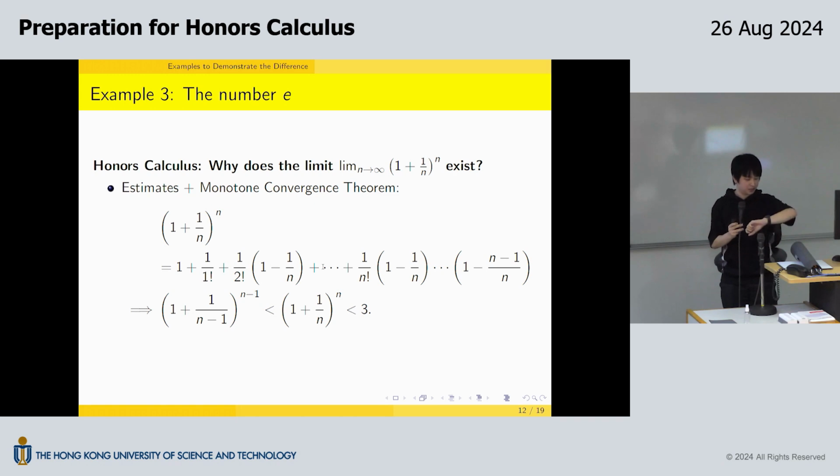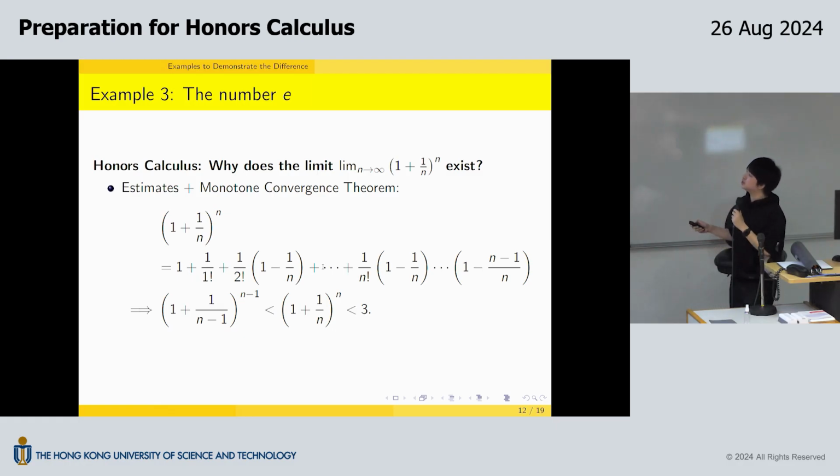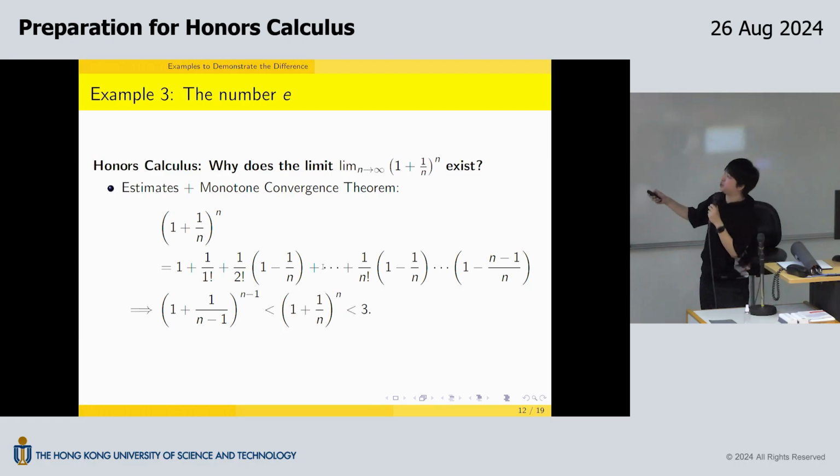Yeah, so let me illustrate more. The first question is, why does the limit exist? Because you don't know what the limit is, you are not able to use the epsilon-delta definition directly to prove that the limit equals some number, because you don't know what that number is.